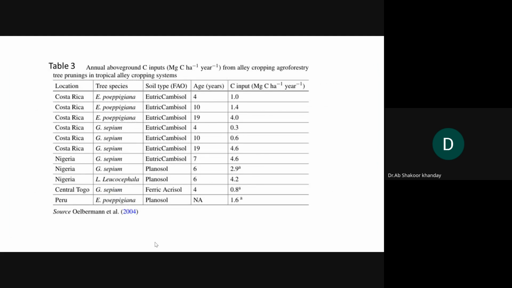Very important with respect to the current scenario of climate change, you can see the carbon sequestration potential of the alley cropping systems. It ranges from 1 to 4.6, one under these three species, Eupogiana, and 4.6 under G. sapium. So it has a great potential to sequester or improve the carbon sequestration in the soil.